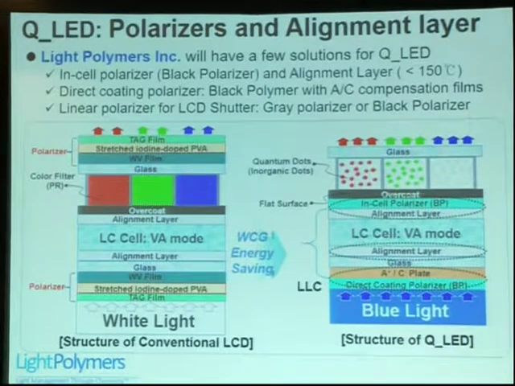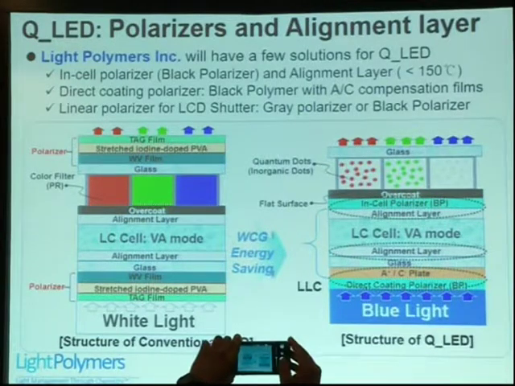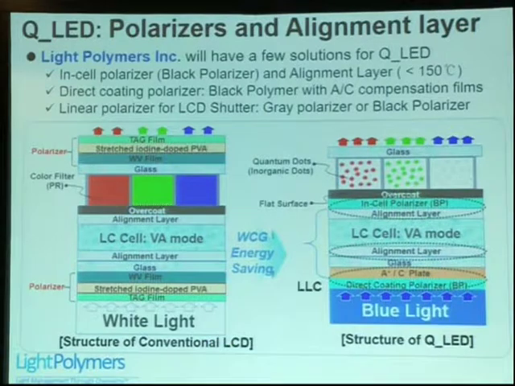Okay, this is the structure of the QLED. Also, I'm working at Light Polymer. Light Polymer is a venture company located in South San Francisco. Light Polymer has a few solutions for QLED: alignment layer and the insert polarizer. This is the QLED of the second generation. The key technology of the second generation of the QLED is the insert polarizer.